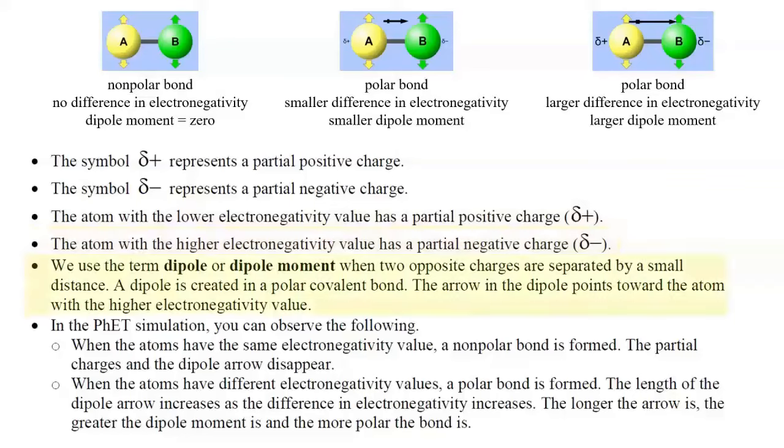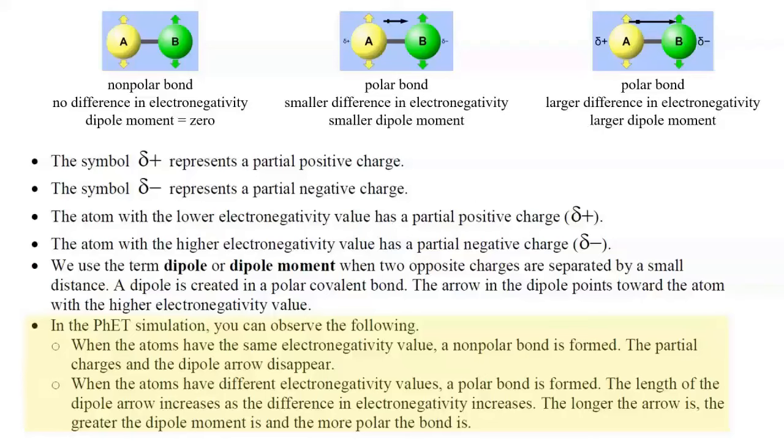We use the term dipole or dipole moment when two opposite charges are separated by a small distance. A dipole is created in the polar covalent bond. The arrow in the dipole points toward the atom with the higher electronegativity value. So in the PhET simulation, you can observe the following. When the atoms have the same electronegativity value, a nonpolar bond is formed. The partial charges and the dipole arrow disappear.